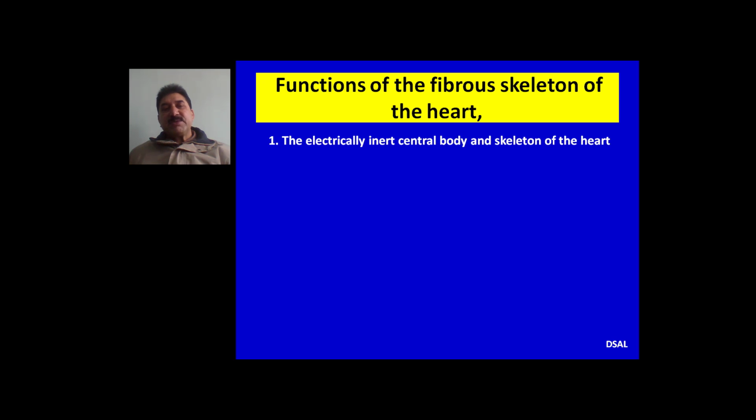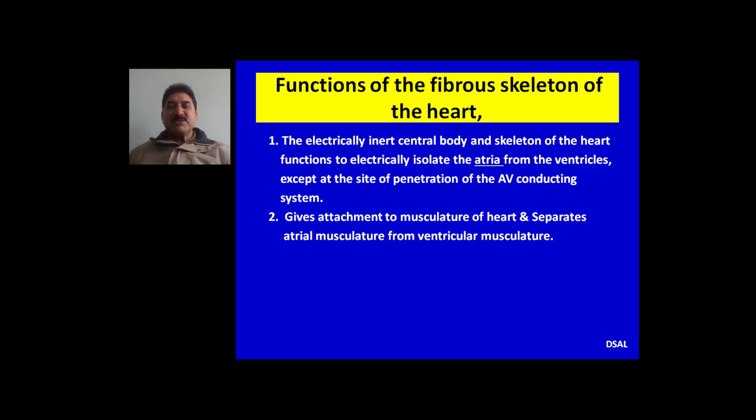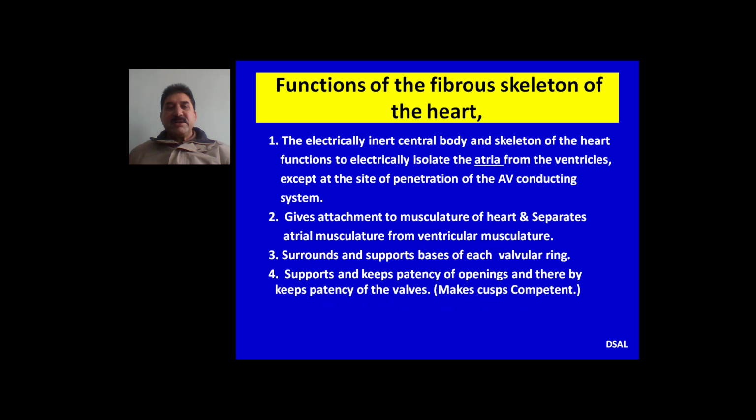The fibrous skeleton of the heart, the electrically inert central body and skeleton of the heart, functions to electrically isolate the atria from the ventricles except at the site of penetration of the AV conducting system. It gives attachment to the musculature of the heart and separates atrial musculature from ventricular musculature. It surrounds and supports the base of each valvular ring. It supports and keeps patency of the openings and thereby keeps patency of the valves, thus making the cusps competent.